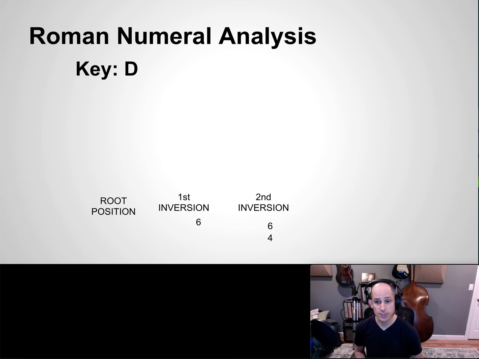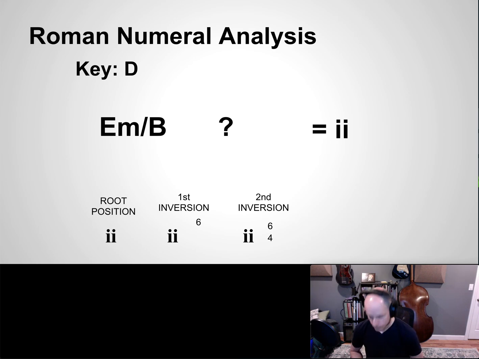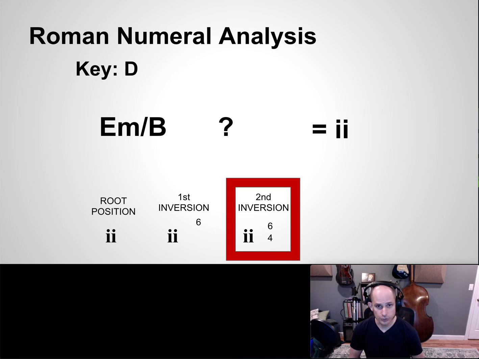Let's do another example. Key of D now, 2 sharps. I am given an E minor over B chord. First question I ask myself is, what function is E minor? What Roman numeral in the key of D? I start with D, E. So that's the 2. It's the 2 chord. And now I ask myself, what's in the bass? Is it the root, the 3rd, or the 5th? The E, the G, or the B? The B, that's the 5th. Therefore, it is a second inversion chord. So in the key of D, an E minor over B chord is a 2-6-4 chord.